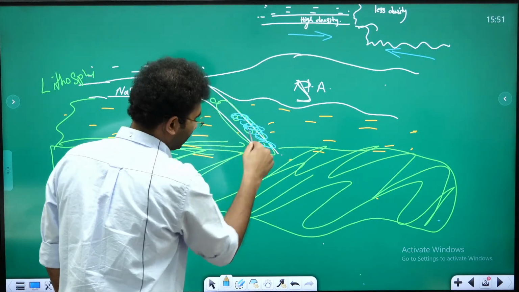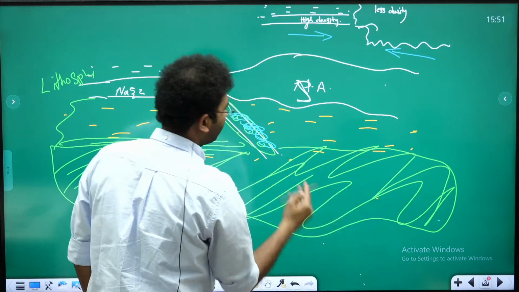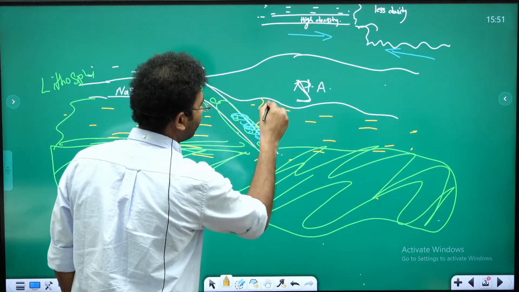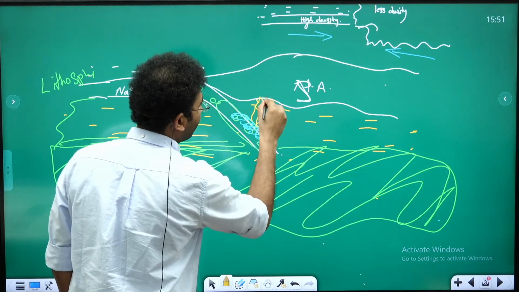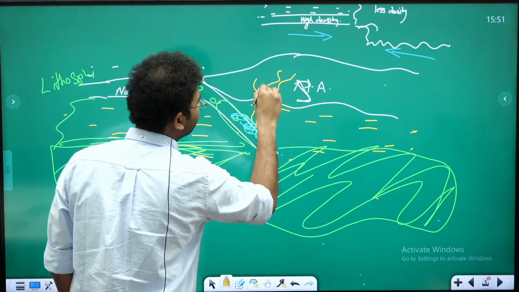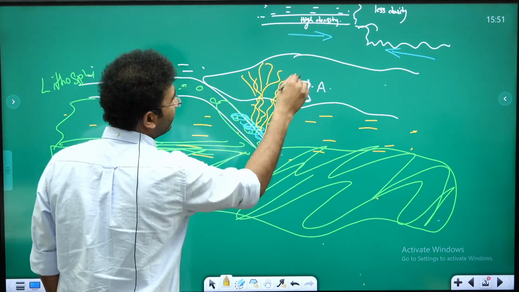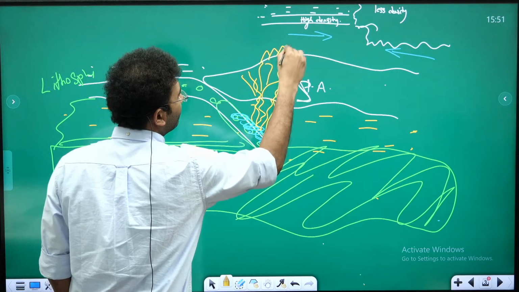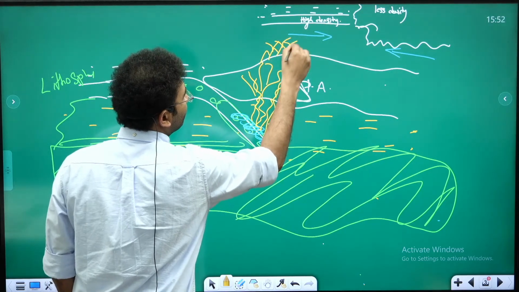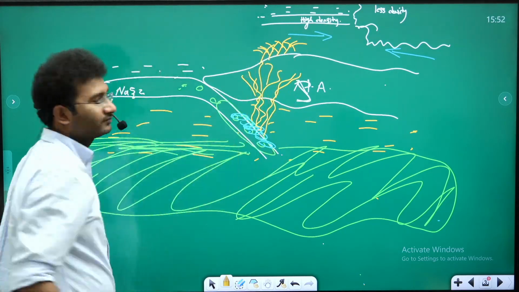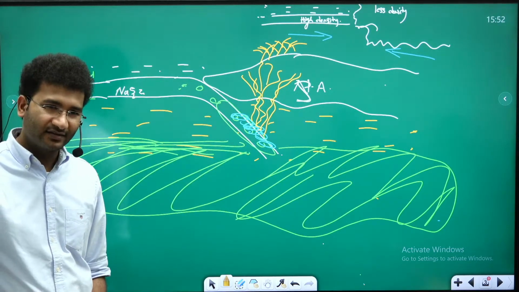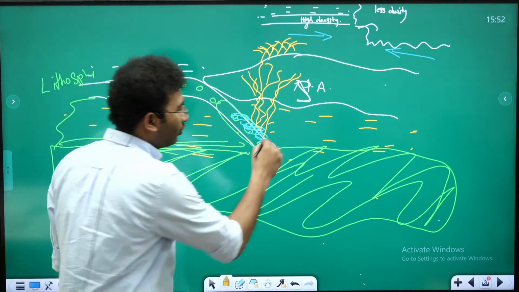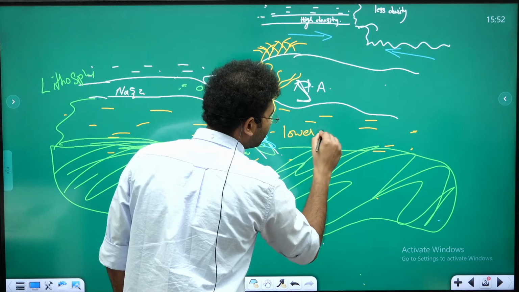ये सब melt हो जाता है. As it starts to melt, it will rise, right? And then it punctures the continental crust in various angles, and here you got to see some volcanic material, right? It is because lowering of the melting point.